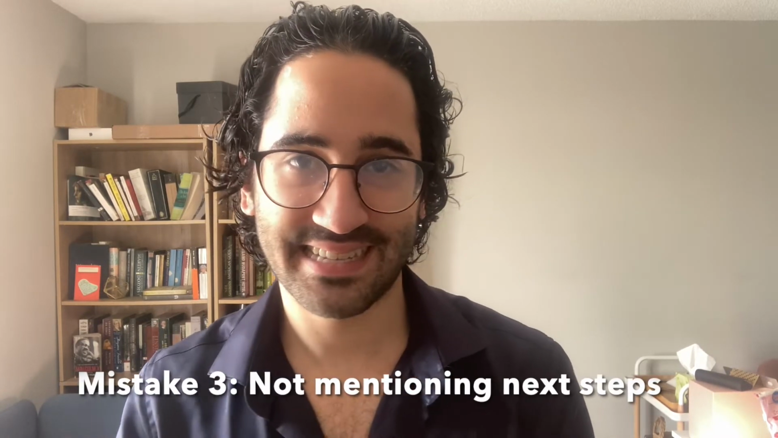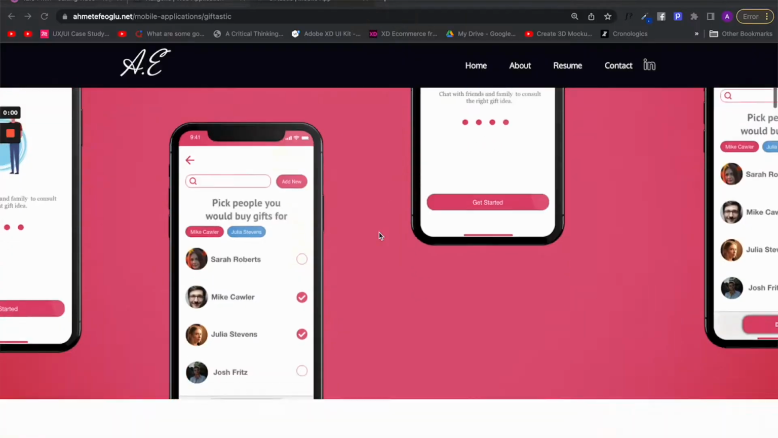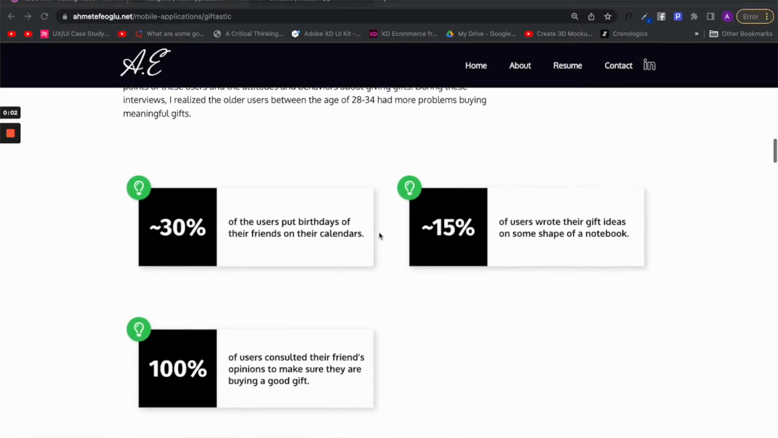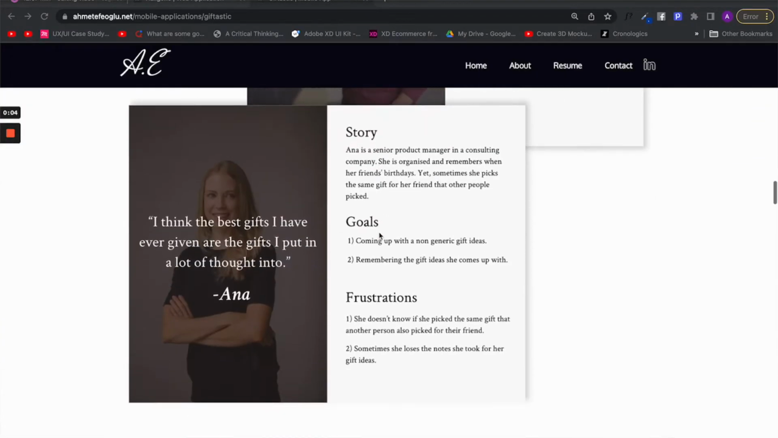Now, the last mistake many beginner designers make is that they don't include next steps. What I mean by this is, if you're a beginner designer, some of your portfolio projects will be side projects that you did on your own, where you envisioned a need that you had and designed for it. Nothing wrong with that. I actually still have a mobile app side project on my portfolio.